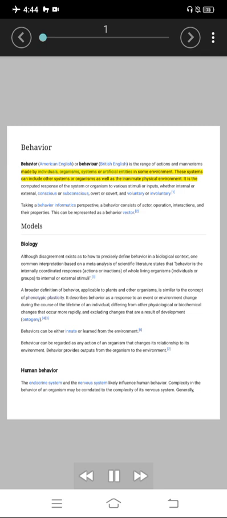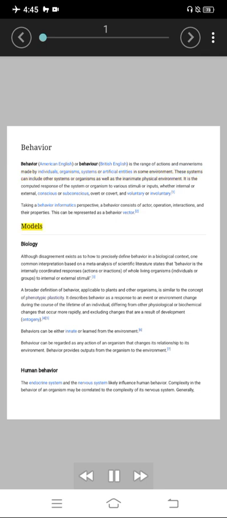It is the computed response of the system or organism to various stimuli or inputs, whether internal or external, conscious or subconscious, overt or covert, and voluntary or involuntary. 1. Taking a behavior informatics perspective, a behavior consists of actor, operation, interactions, and their properties. This can be represented as a behavior vector.